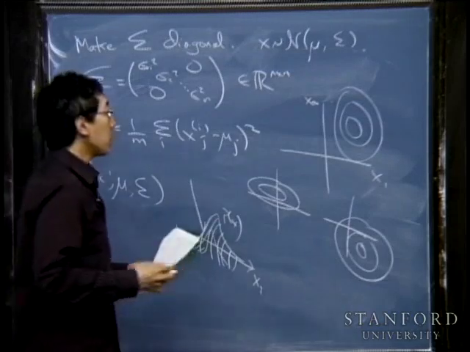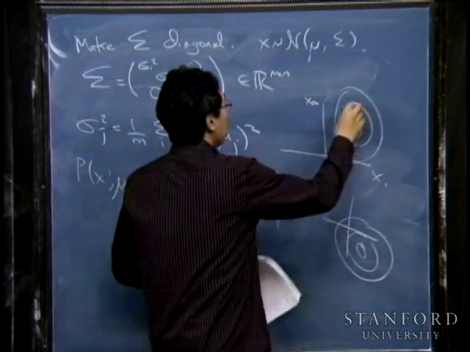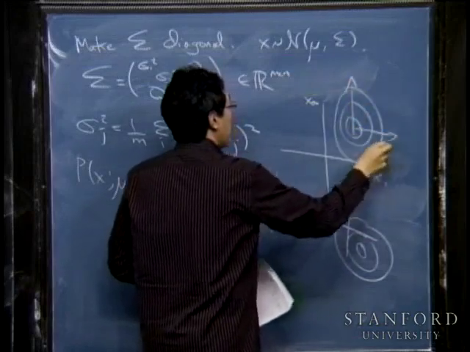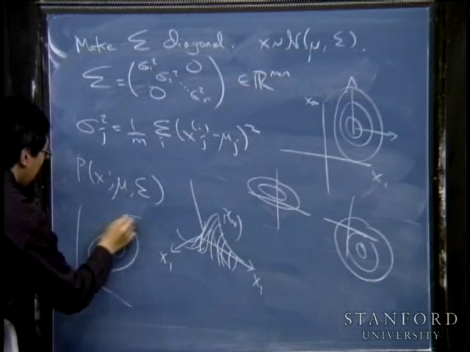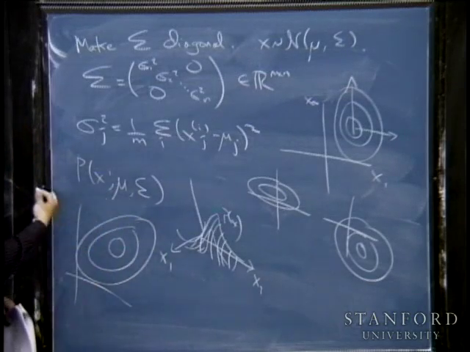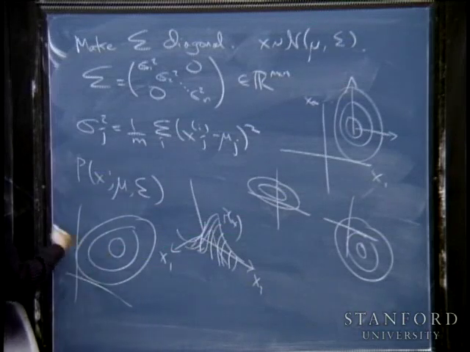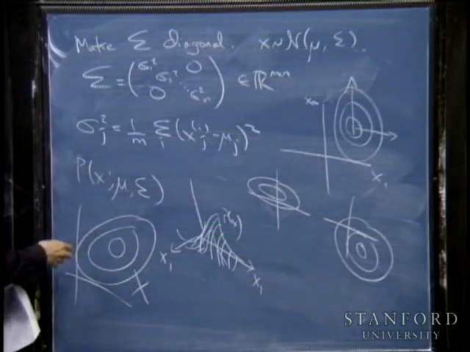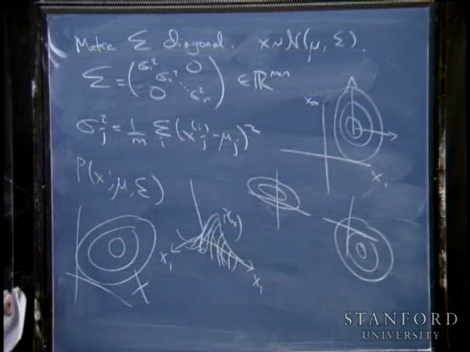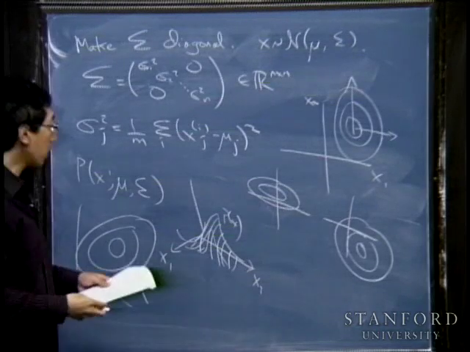What's special about these contours? What makes them different from a general covariance matrix? They're axis aligned. So I'm not drawing a contour like this, because the main axes of this are not aligned with the x1 and x2 axes. This would correspond to a Gaussian where the off-diagonals are non-zero. Right. Cool.